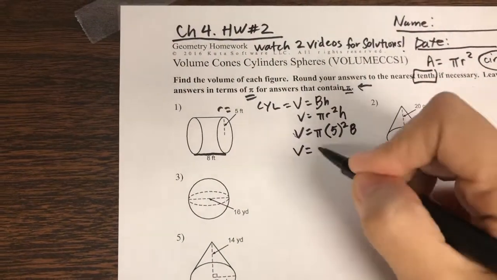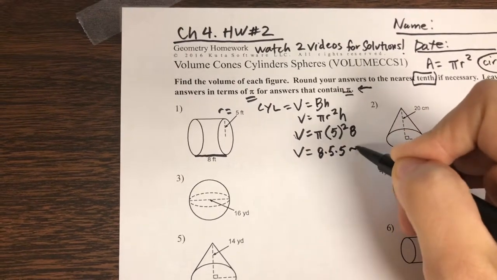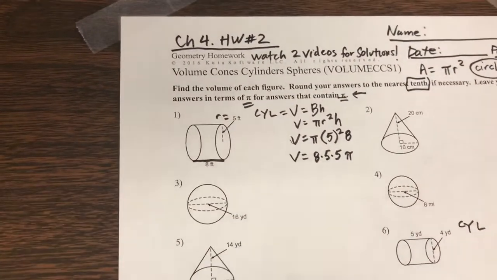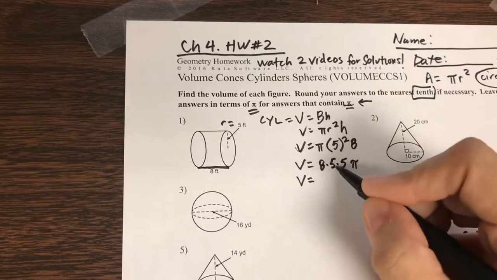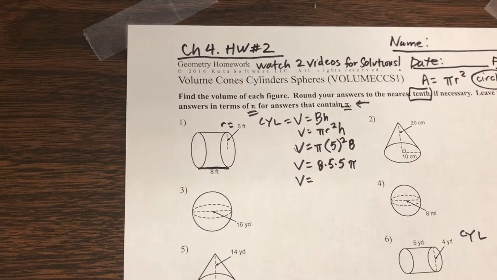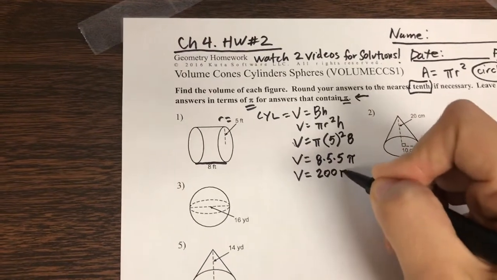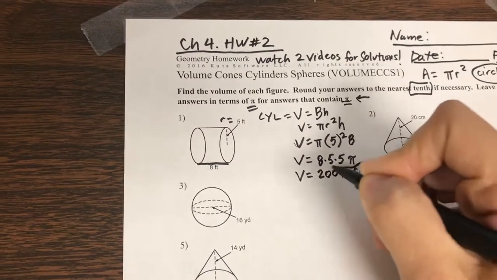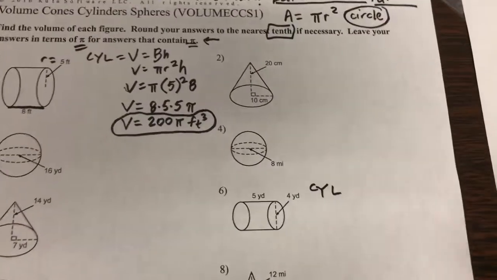So that would be 8 times 5 times 5. And then I leave the pi on the end. They don't want me to multiply pi to finish out my answer. So the 8 times 5 is 40 times 5, I think, is 200. Yeah. So my answer here is 200 pi feet cubed. Final answer. Looking good. I'm going to hop to this cylinder problem.